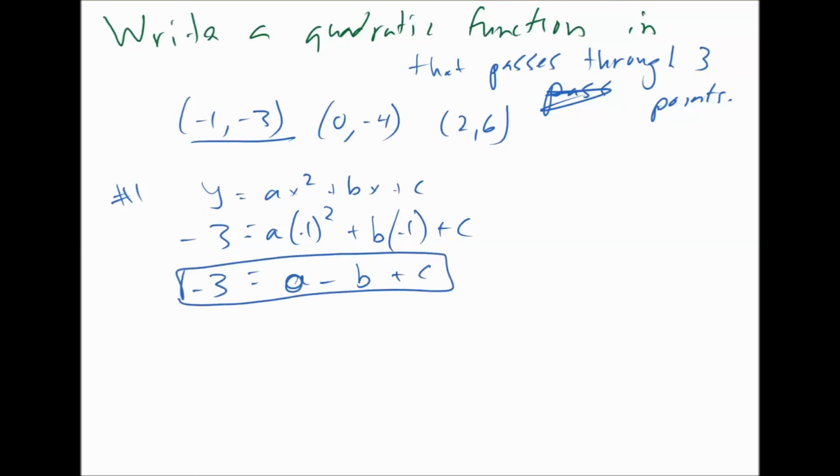Okay, we have to do this again with the second point. And we're going to get negative 4 equals a times 0 squared plus b times 0 plus c. So we're going to get negative 4 equals 0 plus 0 plus c, because a times 0 is 0, b times 0 is also 0. So this is our second equation.